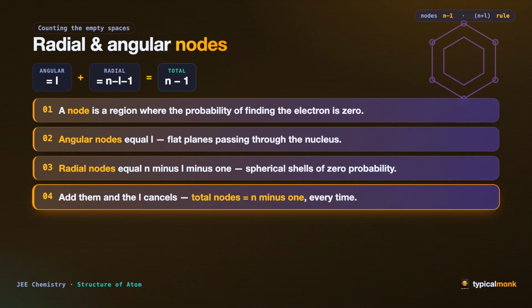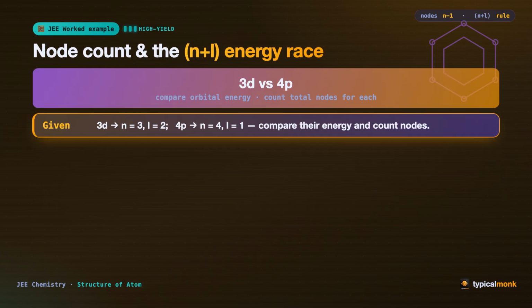And now the beautiful part. Add the angular and the radial together. L plus n minus L minus 1, and the L cancels clean away. What remains is simply n minus 1. So the total number of nodes in any orbital is always n minus 1, no matter its shape. Now the JEE twist.